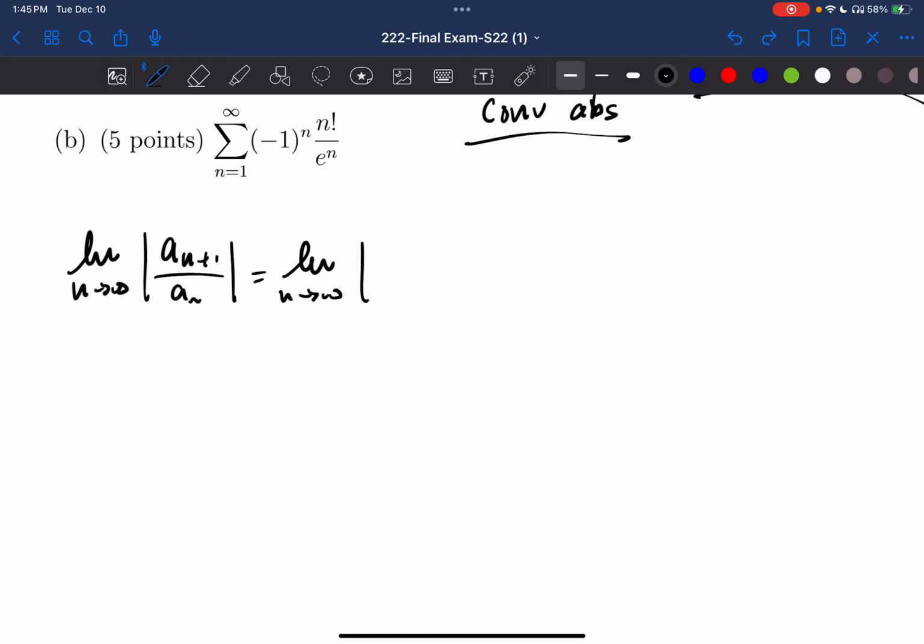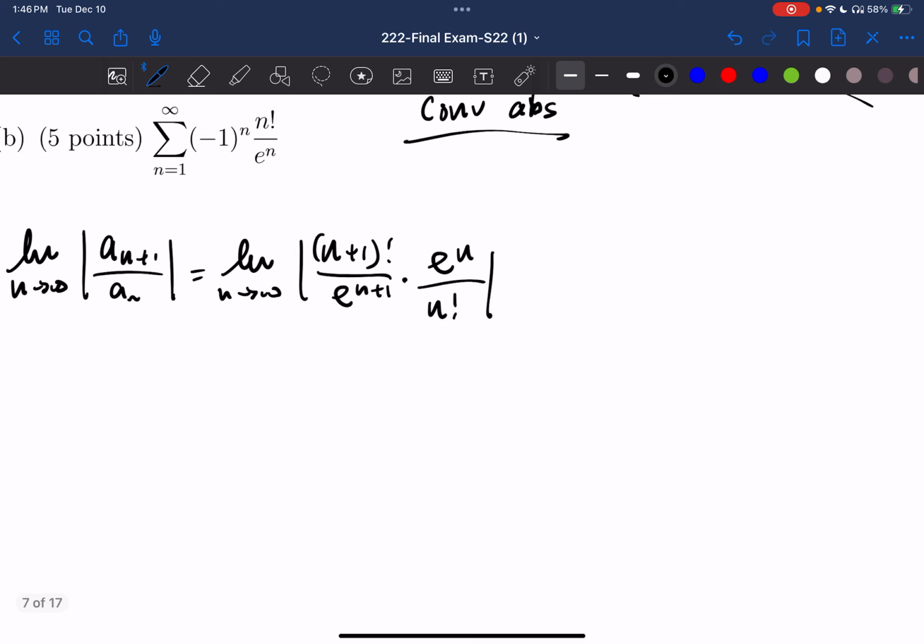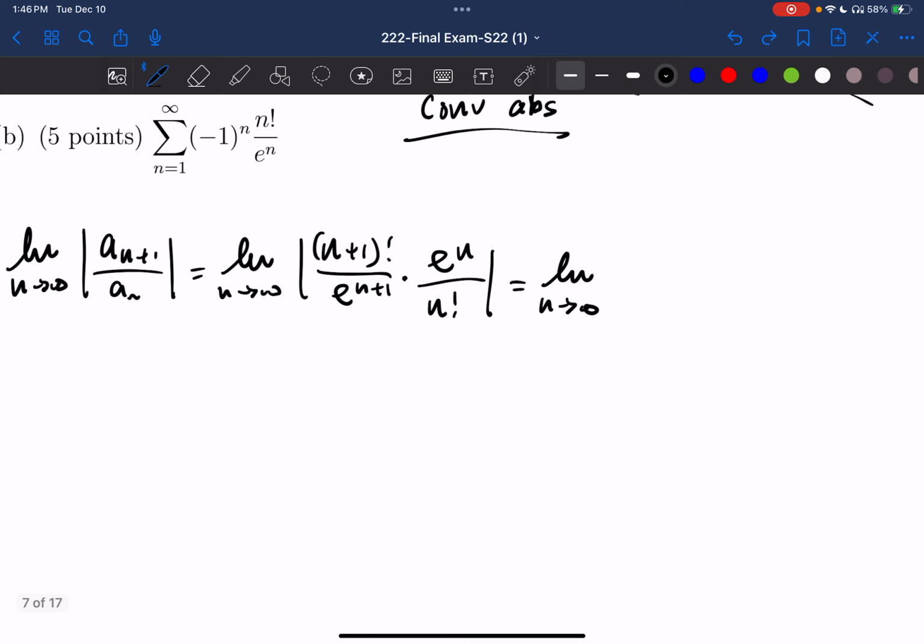This will be equal to the limit as n goes to infinity of, we can ignore the negative 1 to the n because it's absolute value, and that's just going to be 1, which is not going to affect anything. So we're going to have n plus 1 factorial divided by e to the n plus 1 times e to the n divided by n factorial. This will be equal to the limit as n goes to infinity. We notice we don't have any x's, so we don't need the absolute value anymore. Also, you have to know that n plus 1 factorial is equal to n plus 1 times n factorial. You can pick off terms.